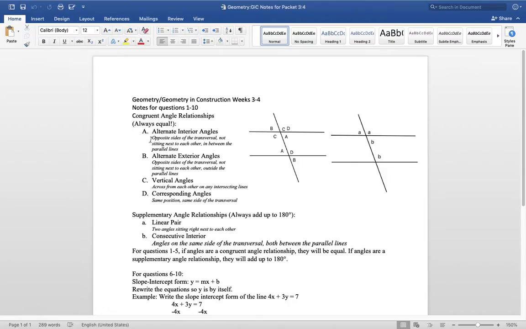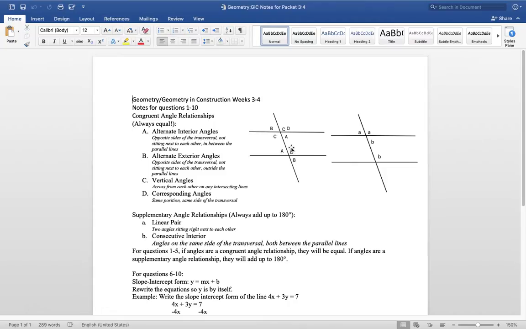Our alternate interior angles, an example of that would be A and A. Those are alternate interior, which means that they're on opposite sides of the transversal. They're not sitting next to each other, and they're in between those two parallel lines. Okay, then we have alternate exterior angles, opposite sides of the transversal, not sitting next to each other, and on the outside of the two parallel lines.